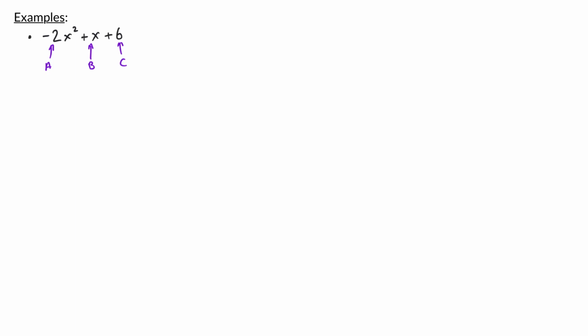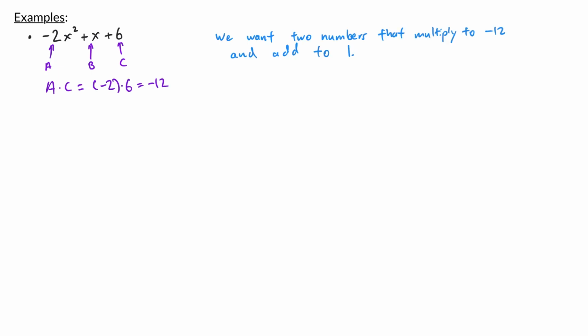In our first step, we want to find a pair of numbers that multiply to a times c and add up to b. So a times c in this case is negative 2 times 6, or negative 12. So we want two numbers that multiply to negative 12 and add up to 1. Notice that 4 times negative 3 gives us negative 12, and 4 plus negative 3 gives us positive 1.